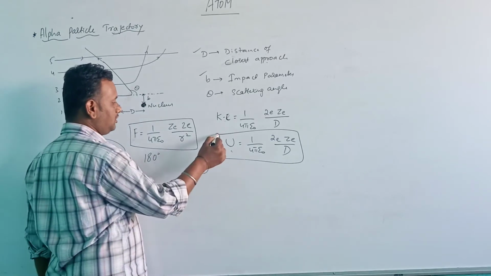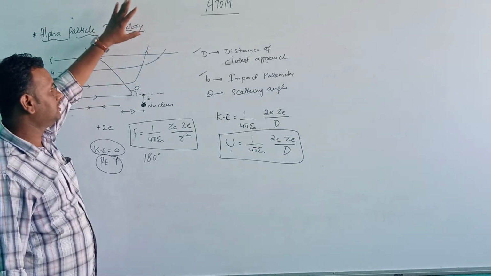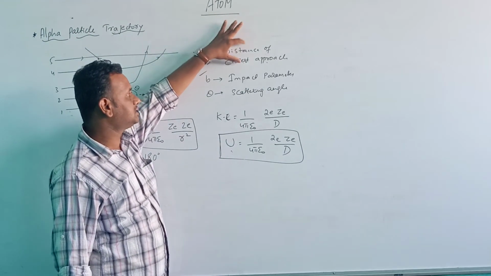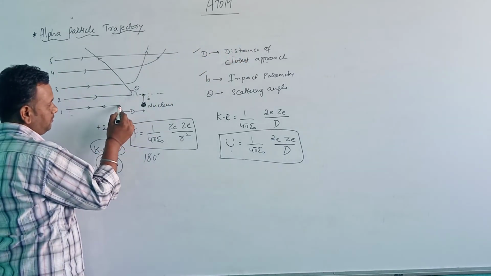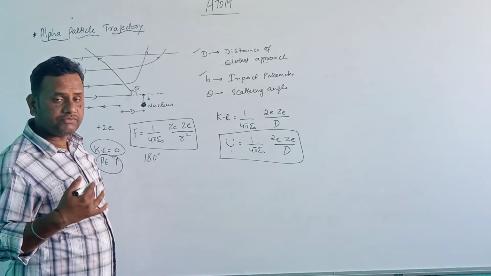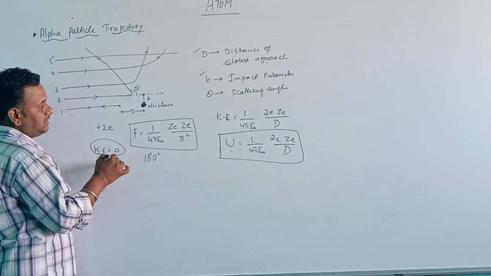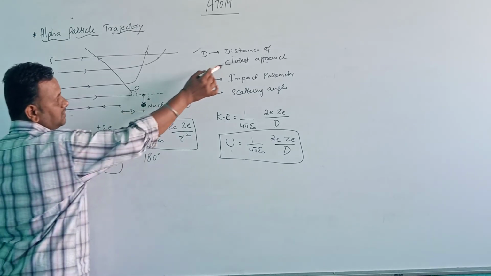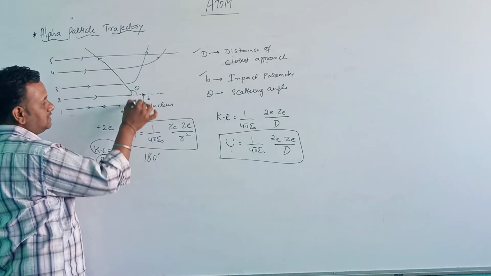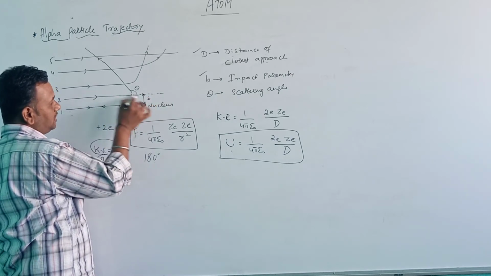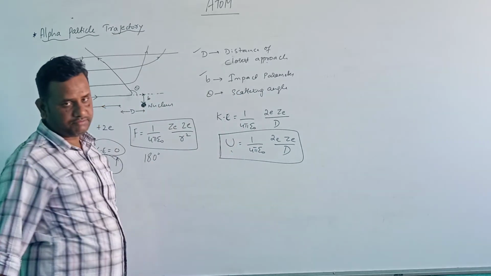Okay, so this is the alpha particle trajectory. As we came to know, the distance of closest approach is that distance where the kinetic energy of the alpha particle becomes 0 and the potential energy is increasing. That distance is called the distance of closest approach. And the impact parameter is the perpendicular distance from the initial velocity of the alpha particle. This perpendicular distance is called the impact parameter.